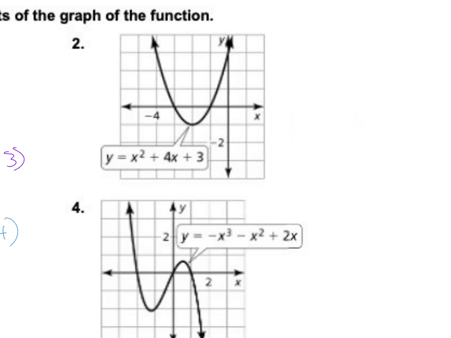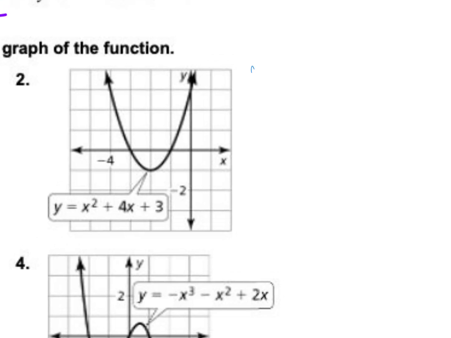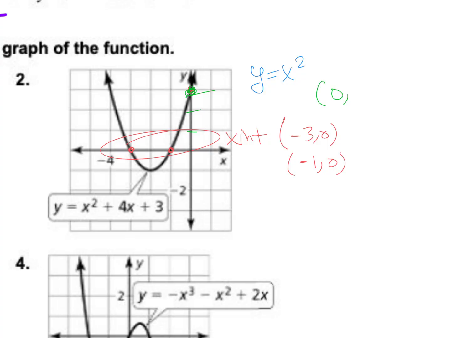This is another parent function. It's y equals x squared. That's the parent. But anyway, there is an intercept. There is an intercept. There is an intercept. These are both x-intercepts. And I'm going to just write them all at once like this. And then the y-intercept, which I'll change to green, is, let's see, 1, 2, 3. When x is 0, y is 3. That is the y-intercept.